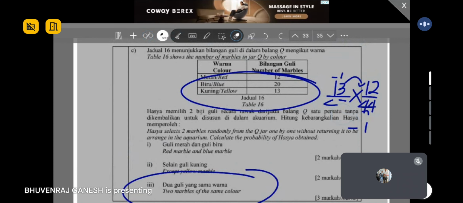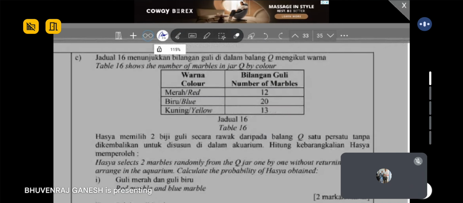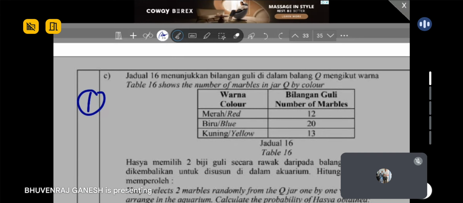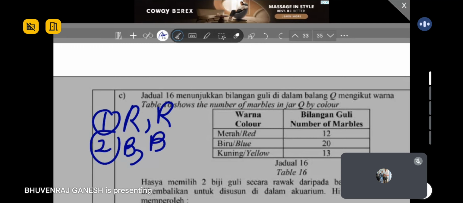So kamu kena senaraikan case by case. Apa case kamu sekarang? So guys, 2 marbles of the same color. So may I know? First case is what? Case pertama tu apa? Boleh bagi tak kat saya? Anyone? Come on. What is your first case? 2 red. Okay, let's see. Yes. Okay, 2 marble of same color. Warna sama. So red. Second. Second very easy already lah. Blue and also yellow. Merah, biru, kuning.